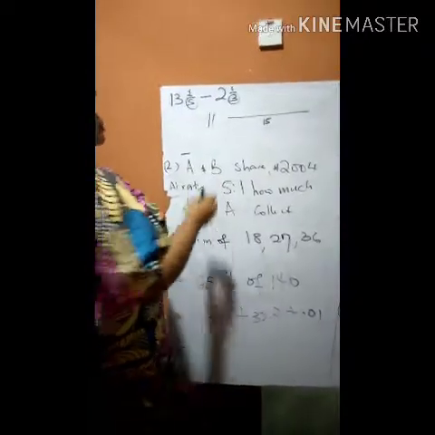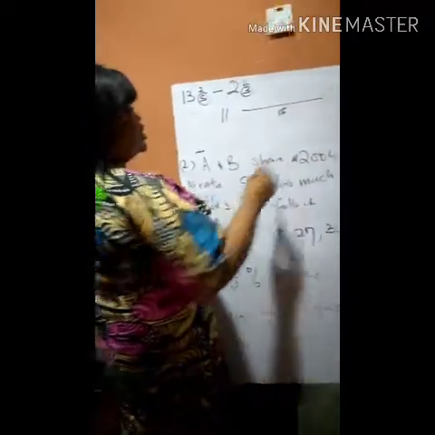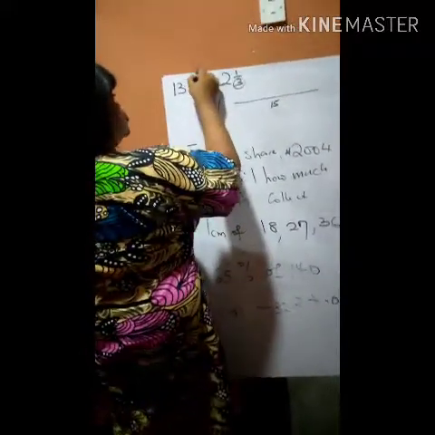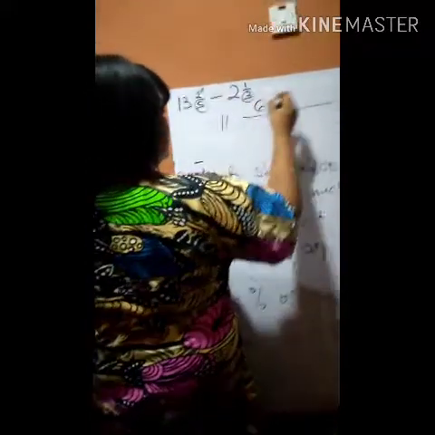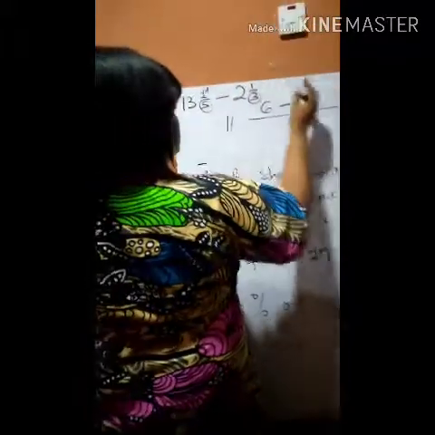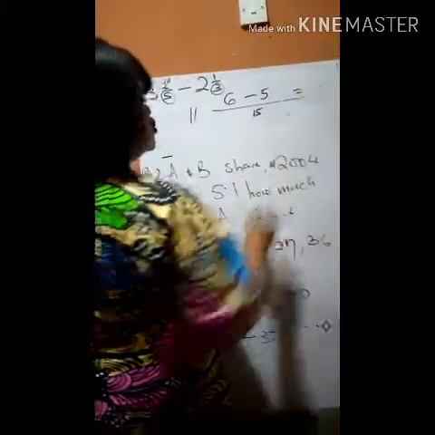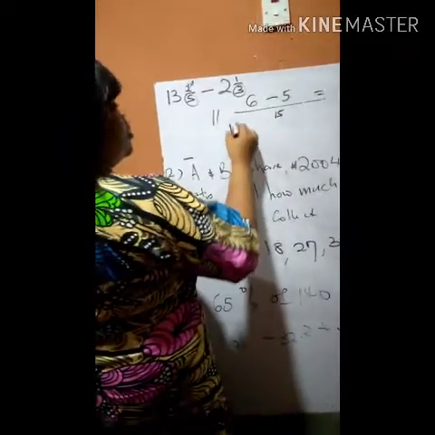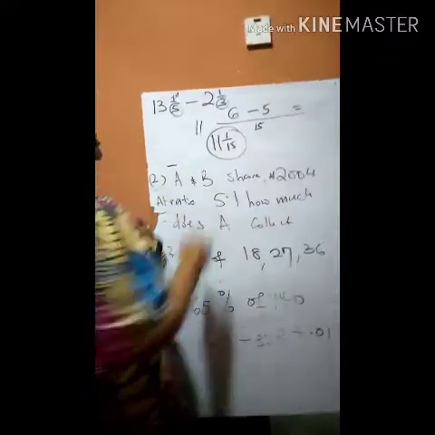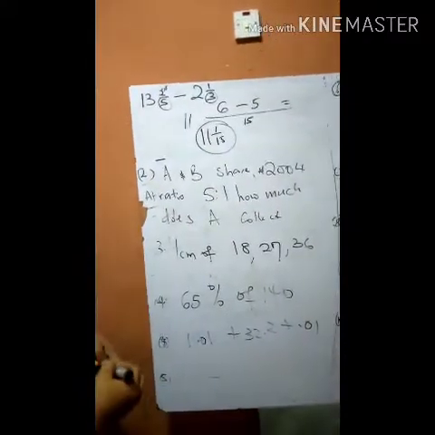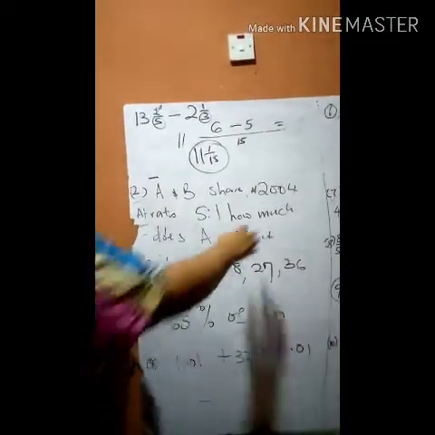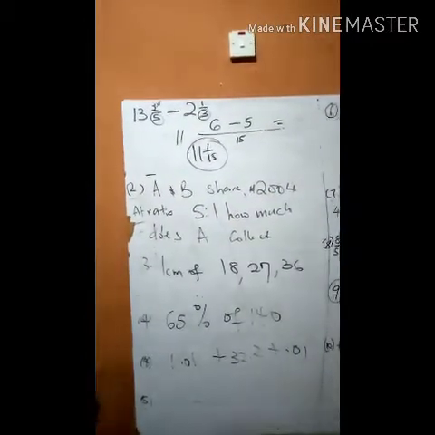So 5 in this 15 is 3. 3 times this 2 is 6, minus 3 in this 15 is 5. 5 times 1 is 5. So your final answer will be 11 whole number, 6 minus 5 is 1/15. That's the final answer.